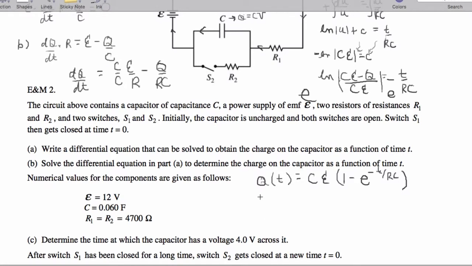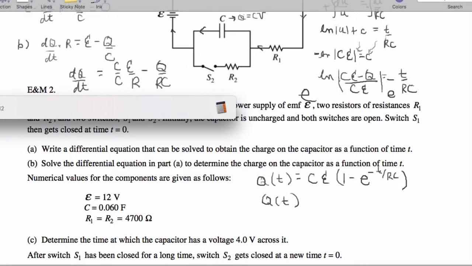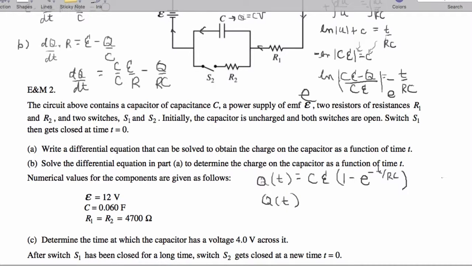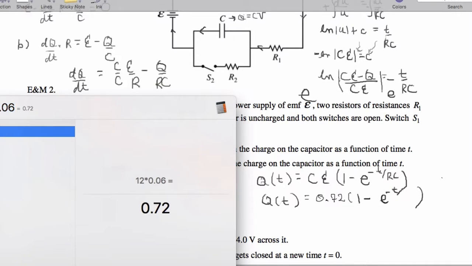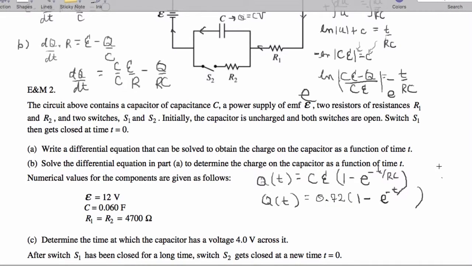And now I can put in my values. So Q of t, 12 times 0.06, that's going to give me 0.72 times 1 minus e to the negative t over, and R times C is going to be 4,700 times 0.060. That's 282 right there.